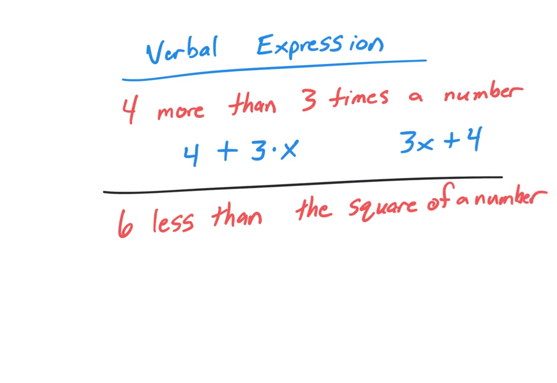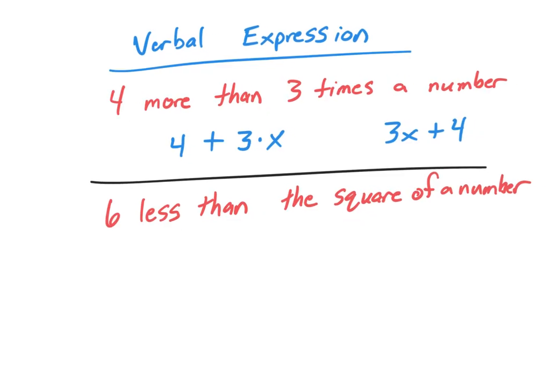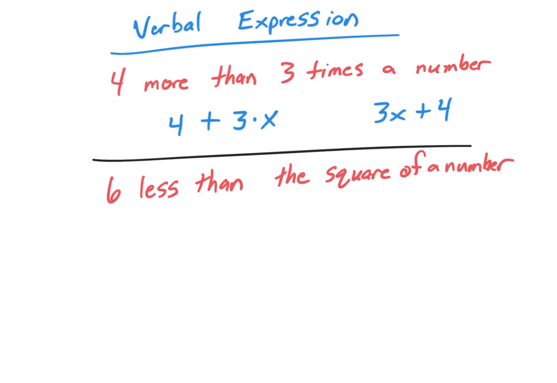All right, 6 less than the square of a number. Okay, this one, you've got to be kind of careful on. With more than, we said addition can be flip-flopped. But when we have less than, we know less than means minus. But what we have to decide is where we want the 6 to go.